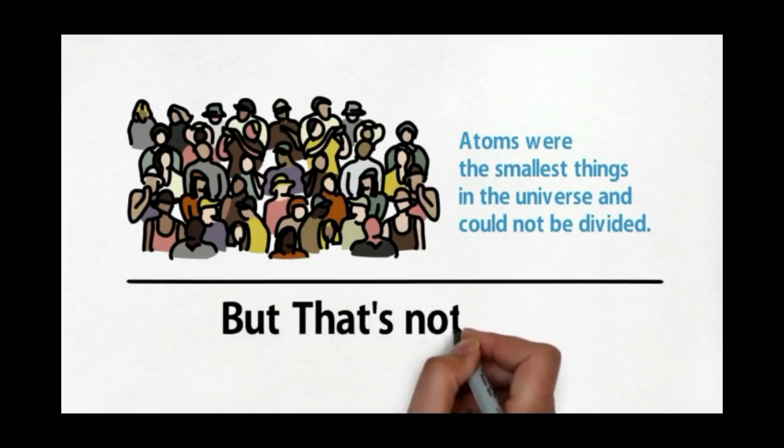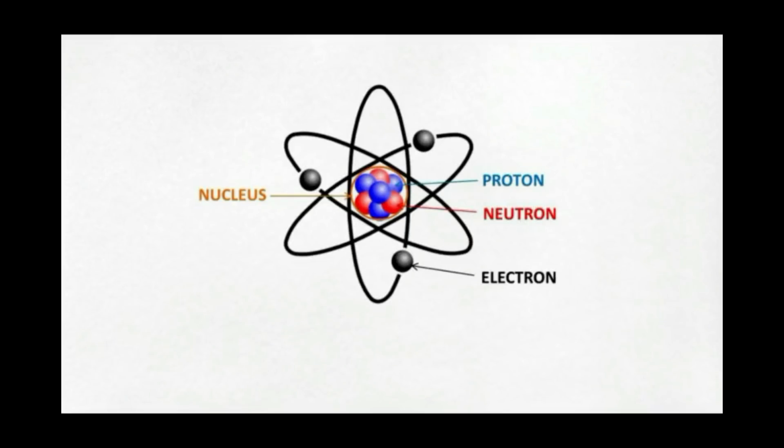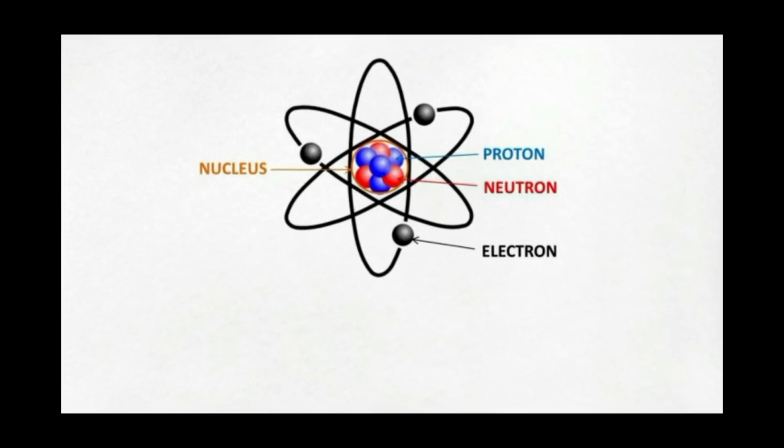But this is not true. We know that atoms are made up of 3 particles: protons, neutrons and electrons, which are composed of even smaller particles such as quarks.